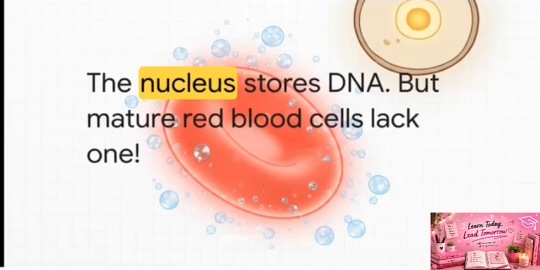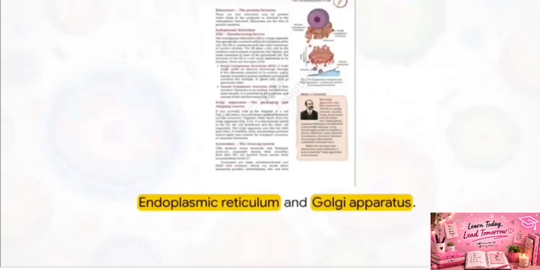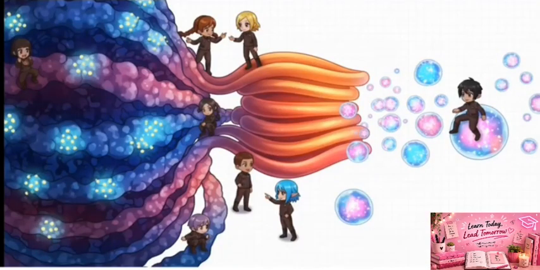But because they have no instruction manual to repair themselves, it limits their lifespan to only about 120 days. Crazy, right? Next up, we follow those instructions from the nucleus outwards into this massive folded network, the endoplasmic reticulum, or ER for short, and its partner, the Golgi apparatus. This is the heavy industry sector.